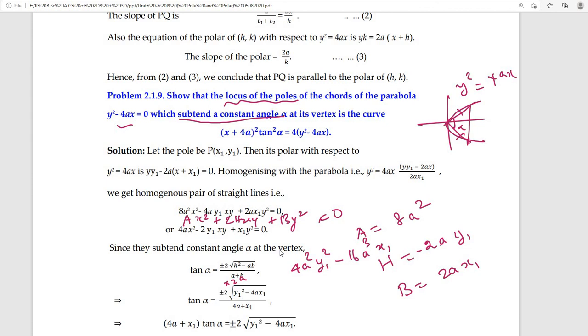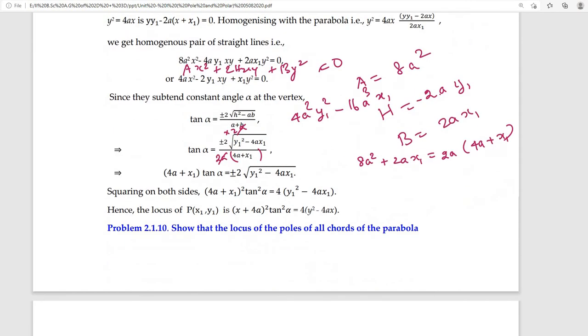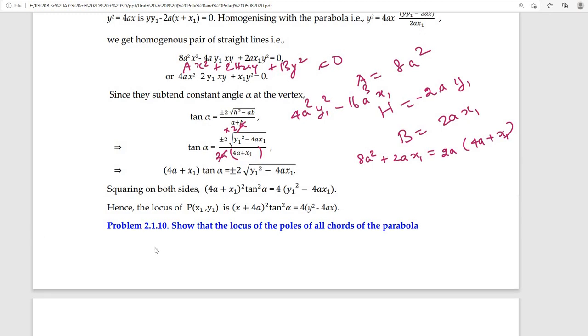Then coming to the denominator, it is a plus b, which means 8a square plus 2a x1. In this we can take 2a out, so that we will be left with 4a plus x1. That is what is written, and of course this 2a and this 2a will get cancelled. Then by cross multiplying and squaring, and dropping the suffix, we get the locus.